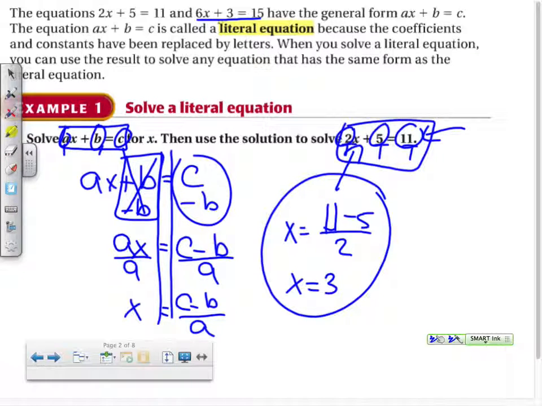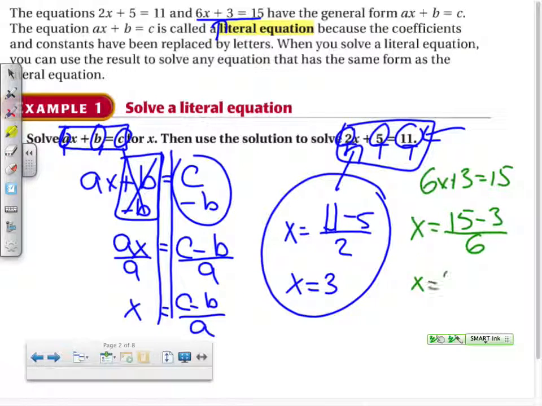Now, instead of solving this, we can just plug and chug. 6x plus 3 equals 15. Well, x equals c minus b over a. That's 15 minus 3 over 6. 15 minus 3 is 12, over 6 is 2. So in that case, x equals 2. See how quick and easy that was once we solved the literal equation? And we can check: when x is 2, 6 times 2 is 12, and 12 plus 3 is 15.